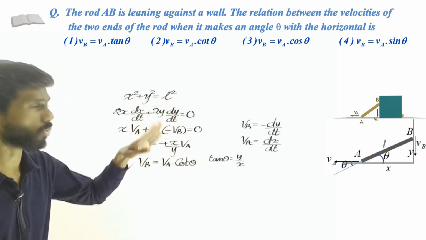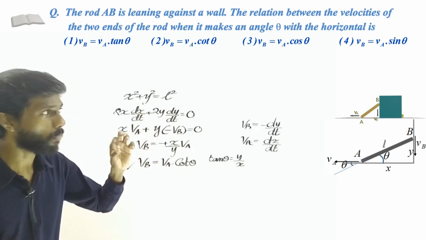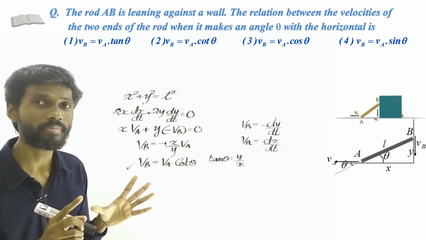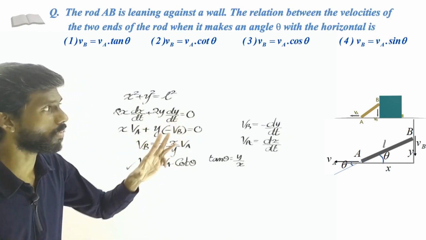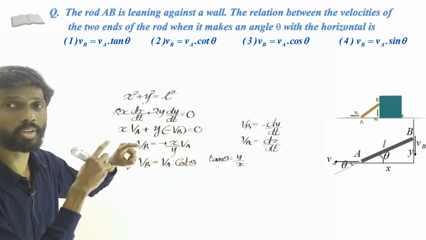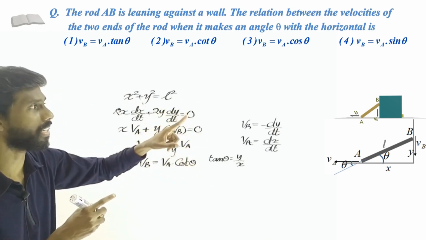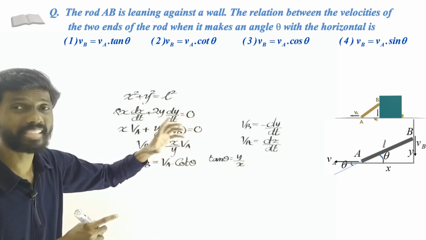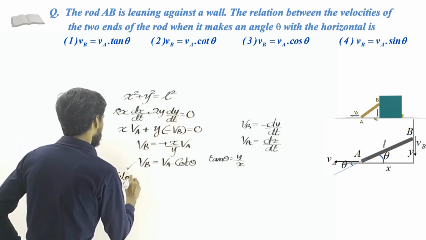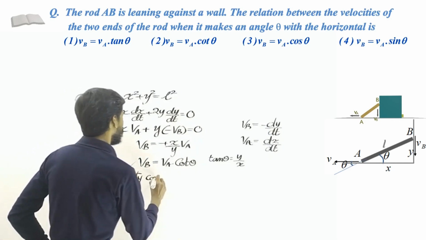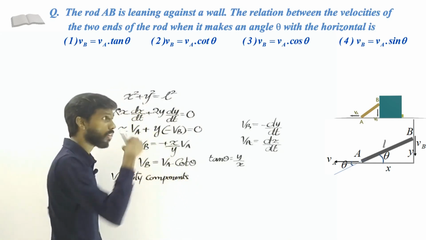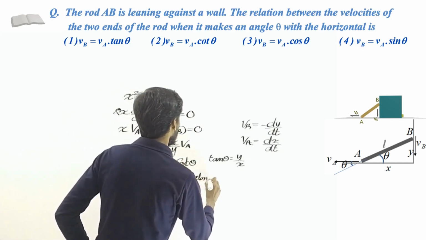Now, whether the rod is rotating or moving, the components of these two velocities along the length of the rod should be the same. What is the component of the velocity? The velocity of B is in the vertically downward direction. What is its component along the length of the rod? That angle is 90 minus theta, so that means VB sin theta. So the velocity components of both the ends, at any point, along the length of the rod, are equal.